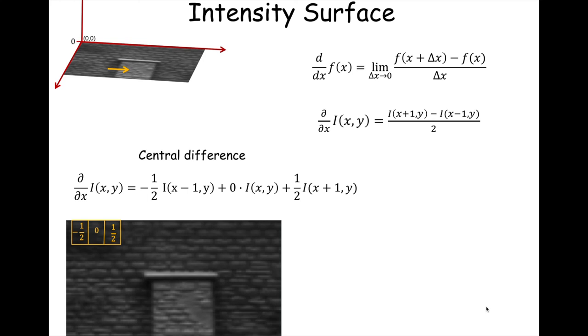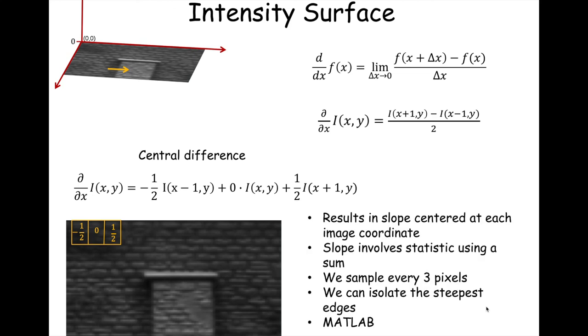But, anyways. So, this is the so-called central difference. It's the difference across the center value, and it's how you calculate the derivative along x, in this example, for the intensity surface. Any questions about this? Does that make sense? All right. So, this results in the slope, and the slope is centered at each image coordinate xy. It involves a statistic using a sum. So we sample every three pixels, and we can use this to isolate the steepest edge in your image.